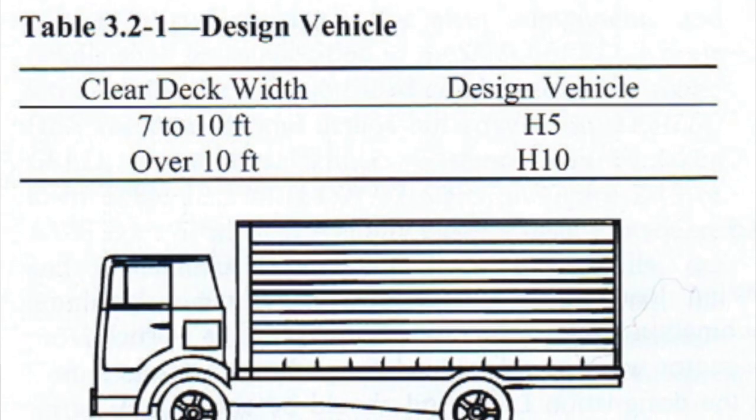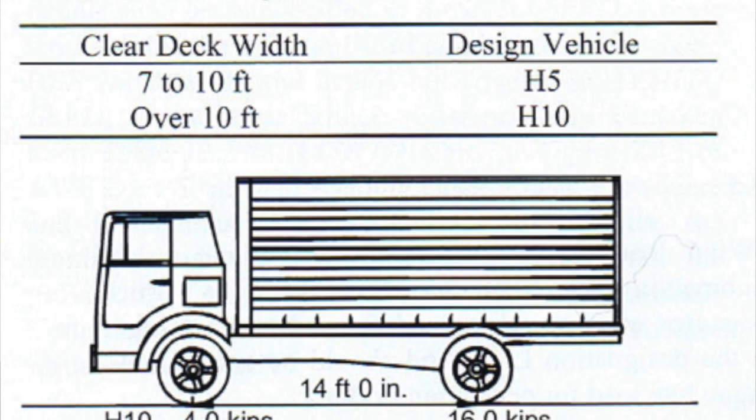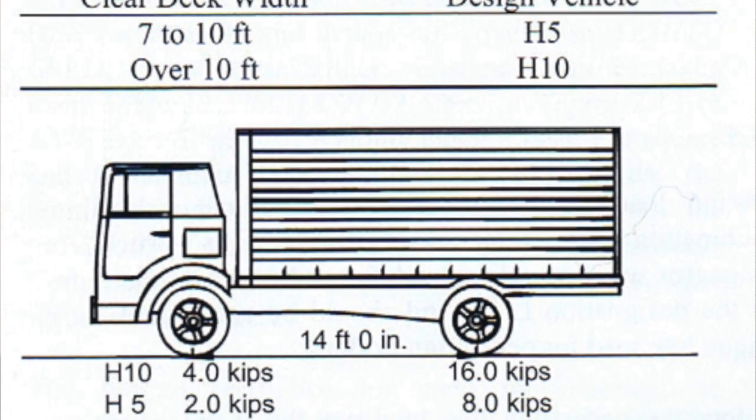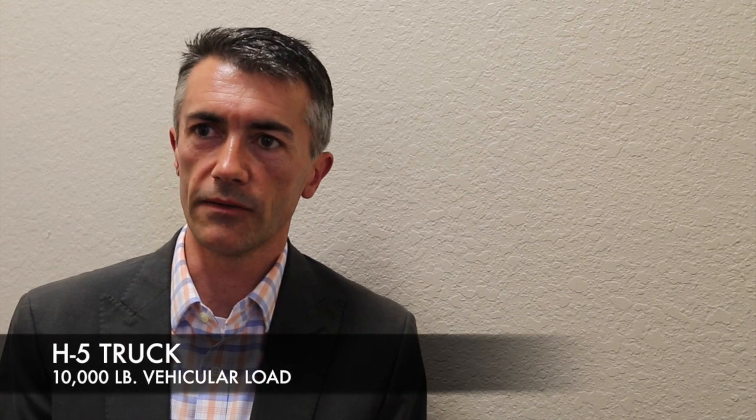The code does require you to design for specific truck loadings if you go to certain widths. For example, if you're between 7 and 10 feet wide, you're required to design for what they call an H5 truck, which is a 10,000 pound truck loading. If you go over 10 feet, you're required to design for an H10 truck, which is a 20,000 pound vehicular load.